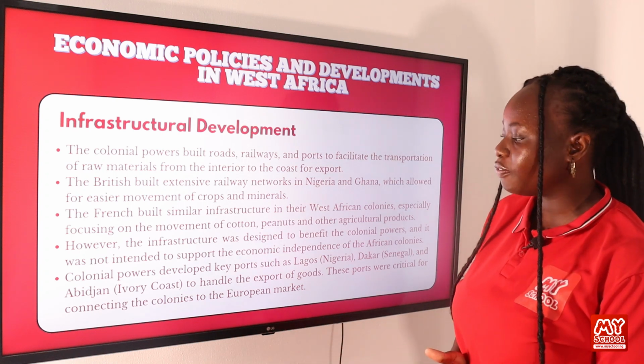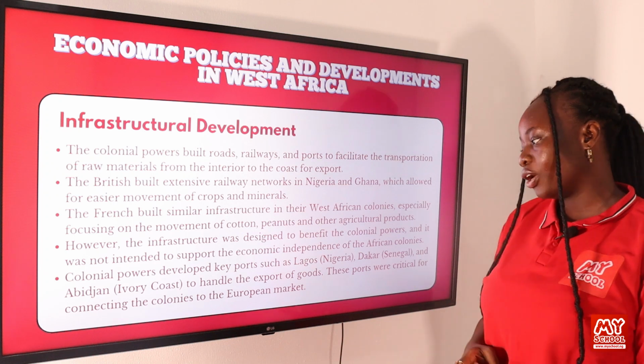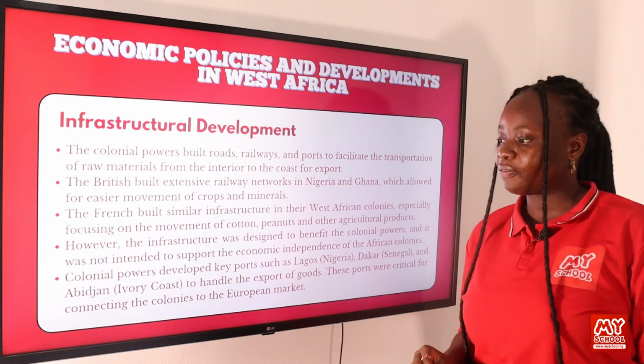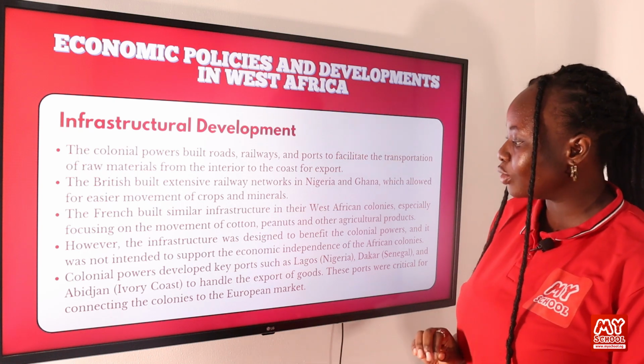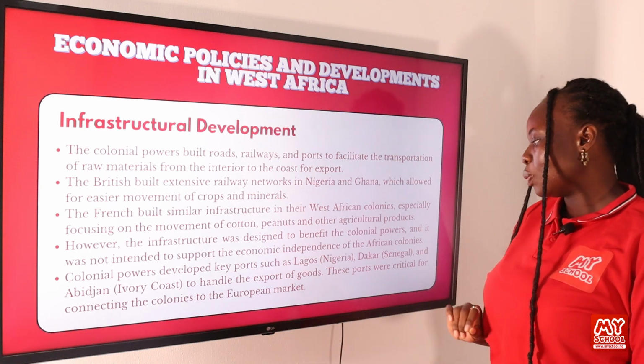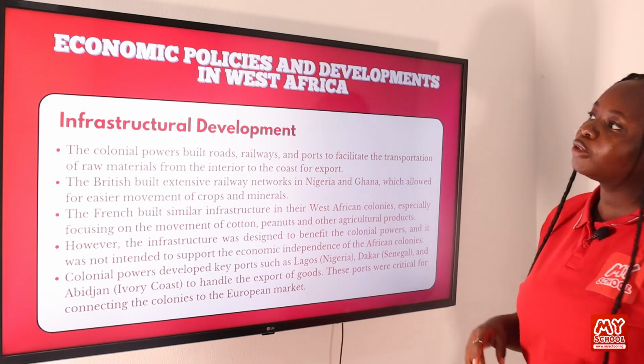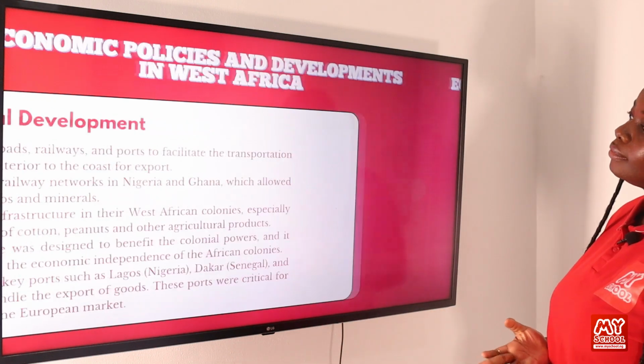So colonial powers developed key ports such as Lagos, Dakar, and Abidjan. These were the key ports in West Africa. And these ports handled the export of goods. They were critical for connecting the colonies to the European markets. Now let's move on to the next slide.